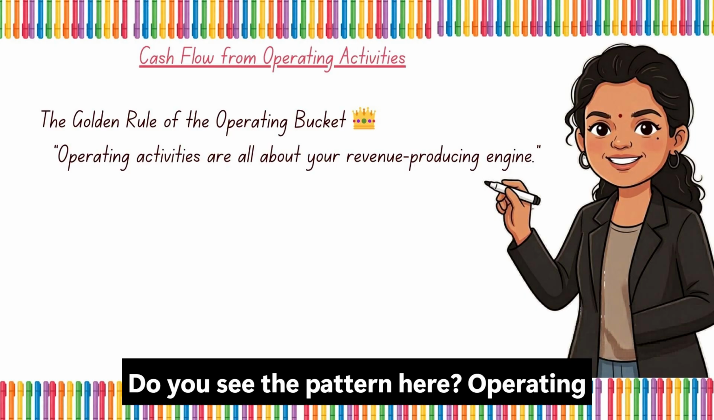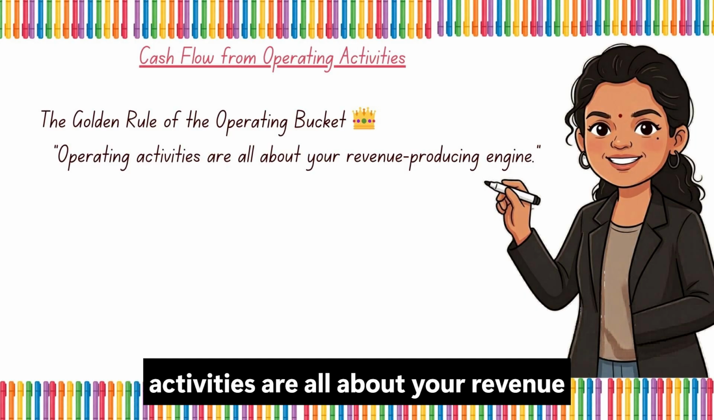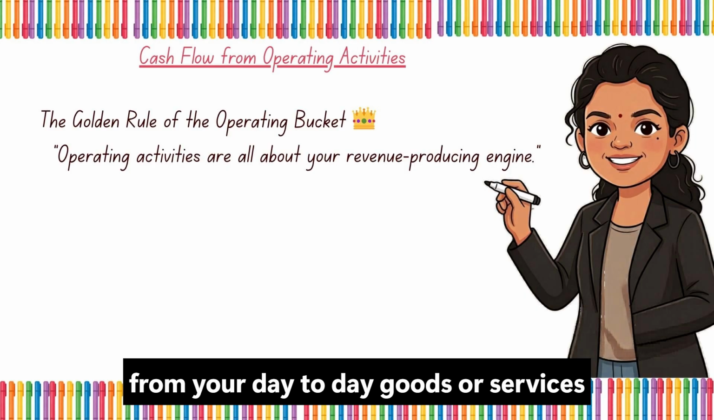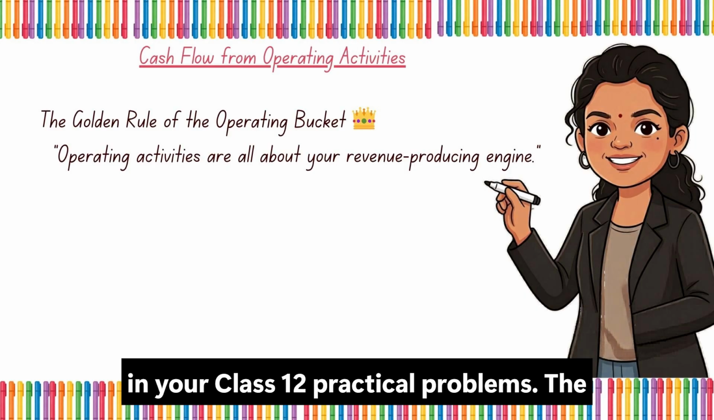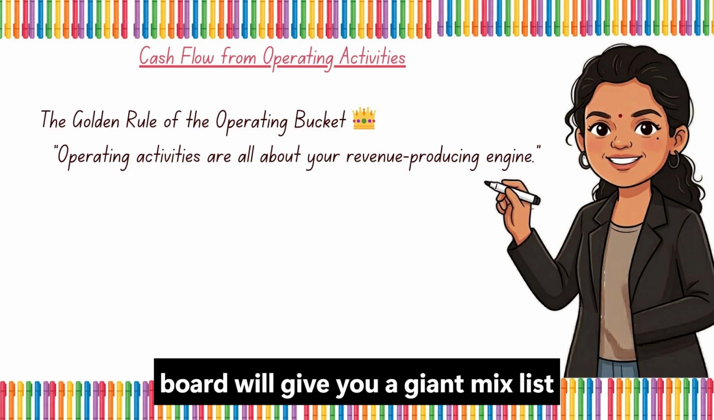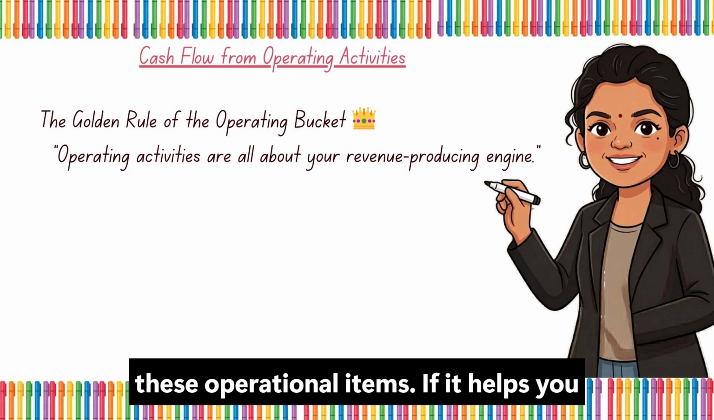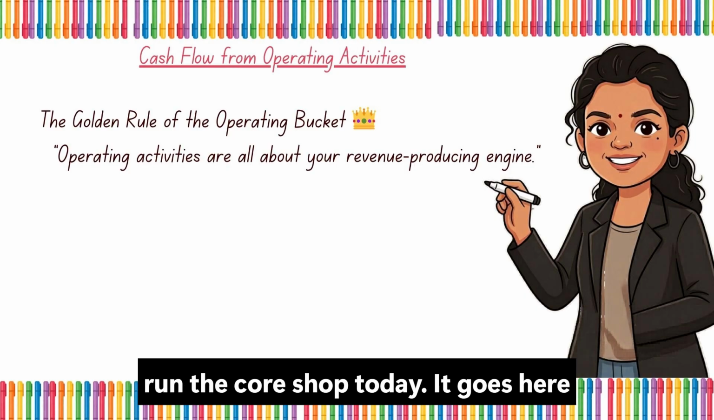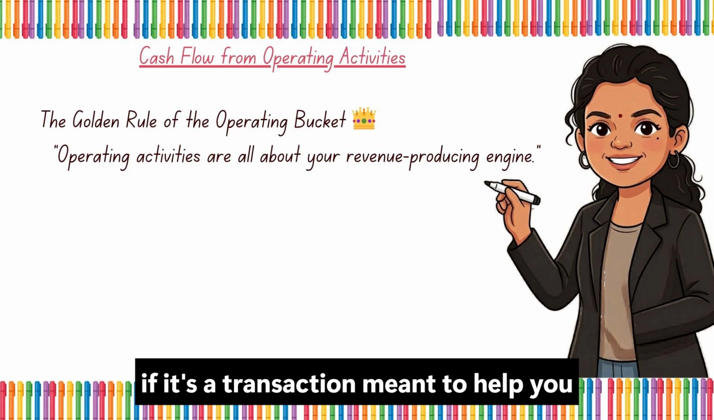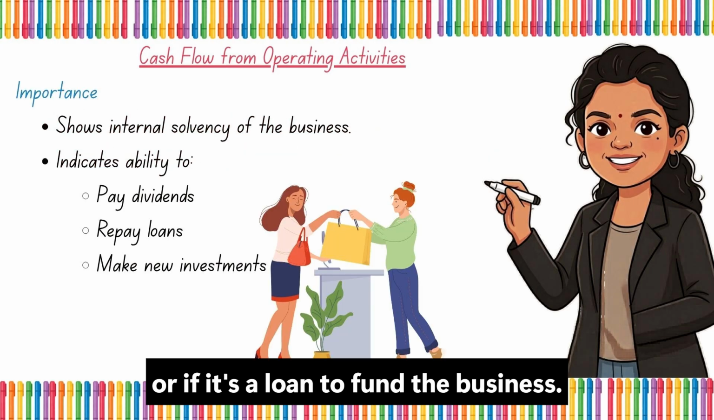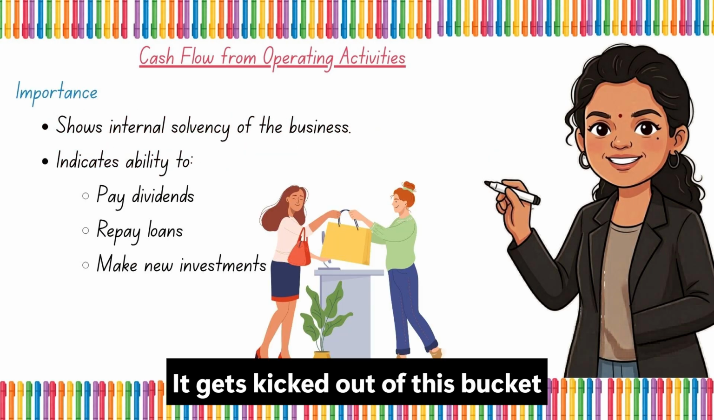Do you see the pattern here? Operating activities are all about your revenue-producing engine. It's the cash generated from your day-to-day goods or services. In your Class 12 practical problems, the board will give you a giant mixed list of items, and your job is to isolate these operational items. If it helps you run the core shop today, it goes here. If it's a transaction meant to help you expand the factory for the next 5 years, or if it's a loan to fund the business, it gets kicked out of this bucket completely.